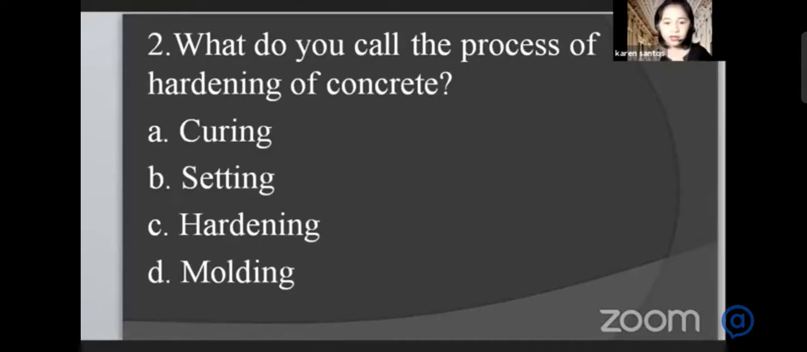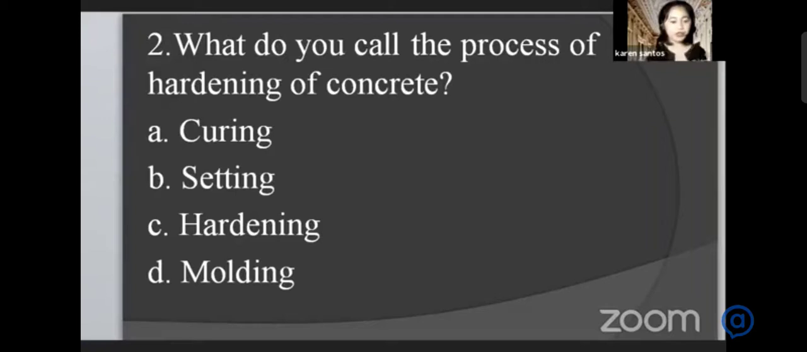For the next question: what do you call the process of hardening of concrete? A. Curing, B. Setting, C. Hardening, D. Molding. Okay, so the correct answer is curing. It is the process of maintaining adequate moisture in the concrete with the proper temperature.